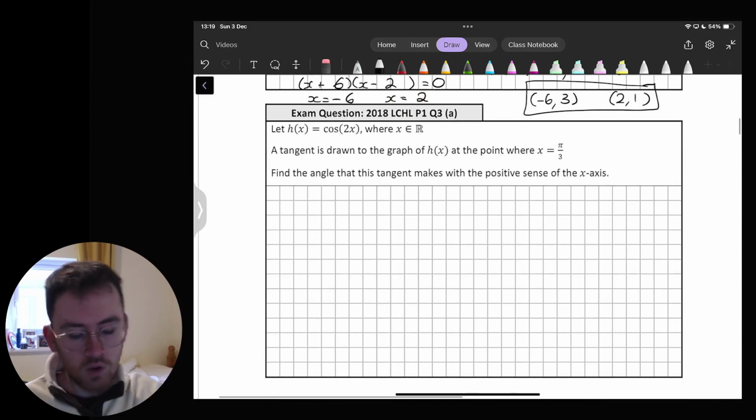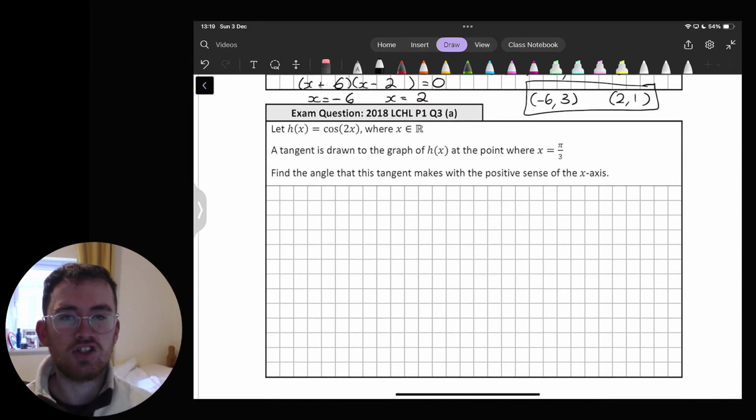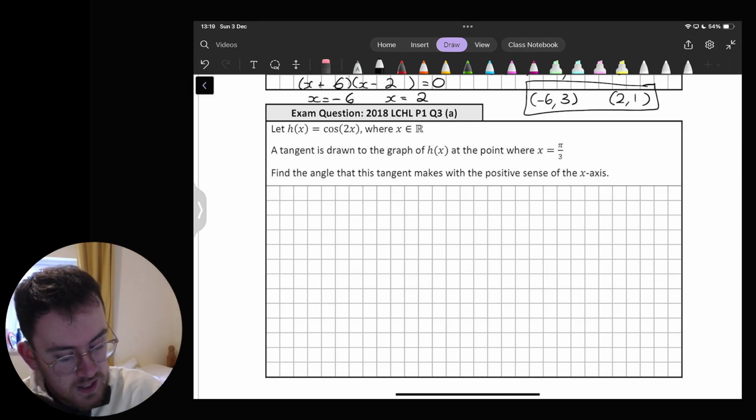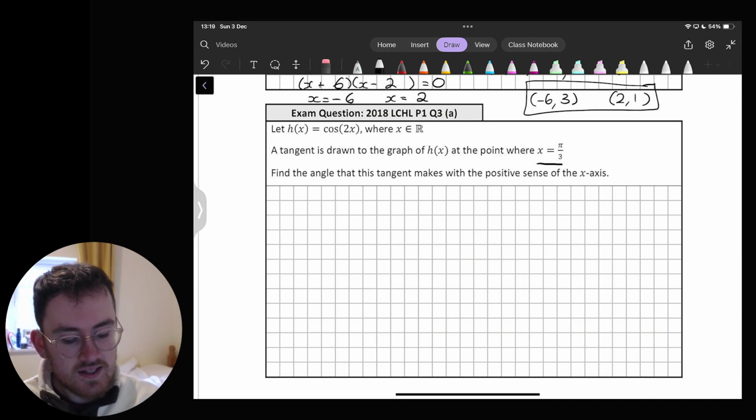Okay, we have one more question to look at in this part. So h of x is equal to cos 2x. A tangent is drawn to the graph at the point where x is equal to pi over 3. Find the angle that this tangent makes with the positive sense of the x-axis.